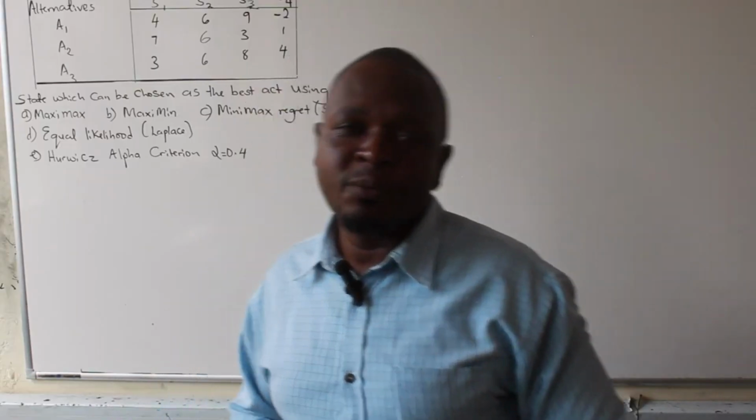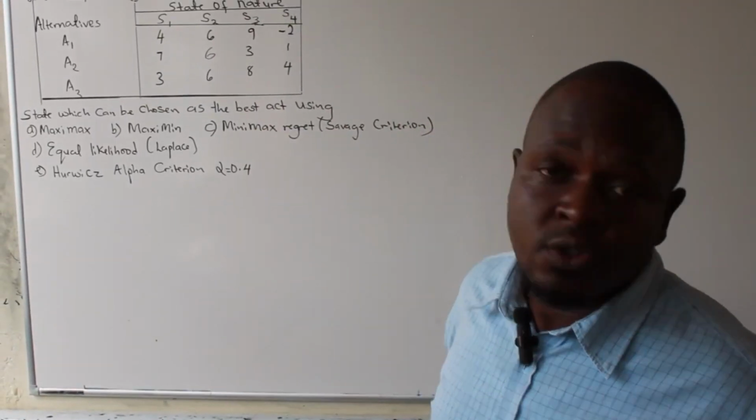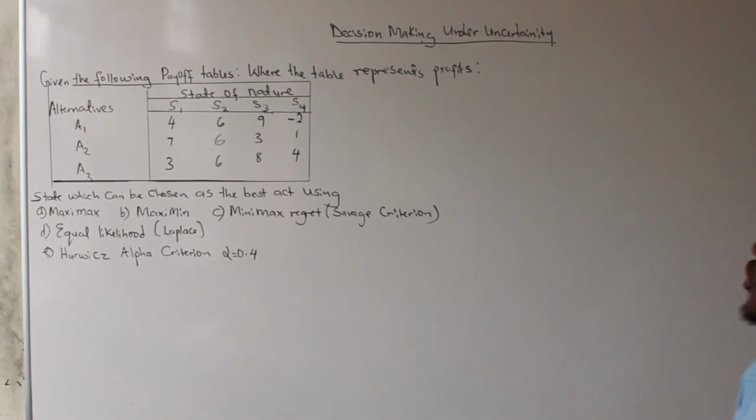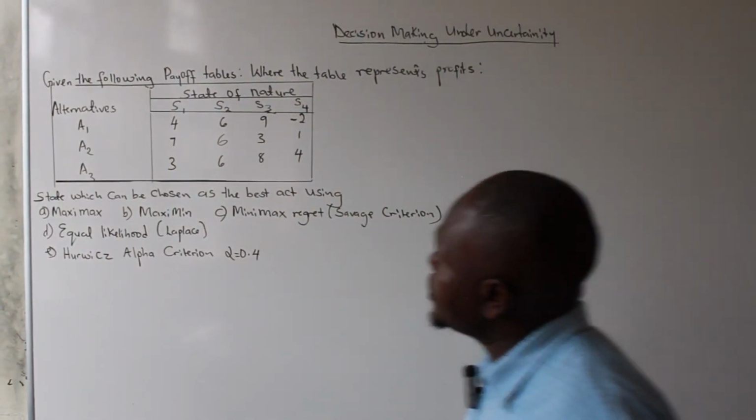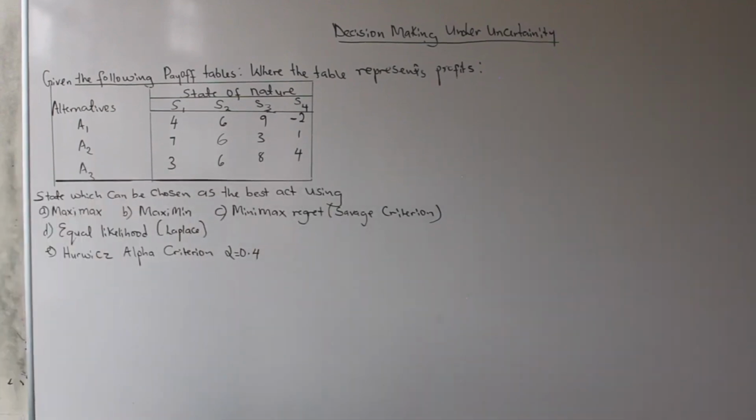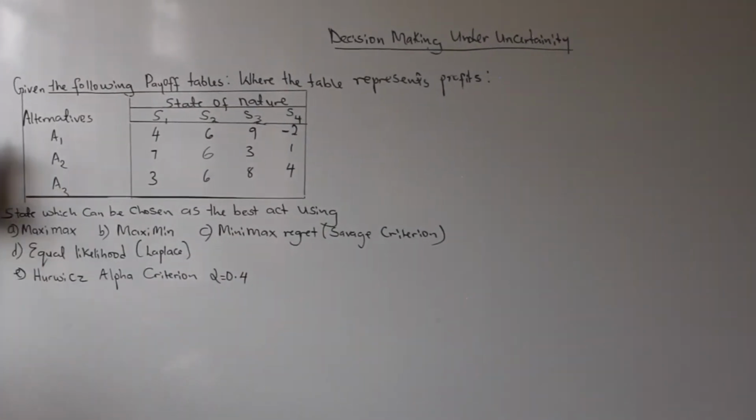...is all about decision-making business processes. So today's topic is decision-making under uncertainty. We have a question that will lead us through this problem. As you can see, we have a table there.